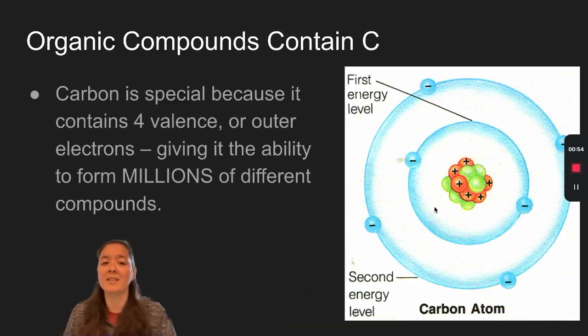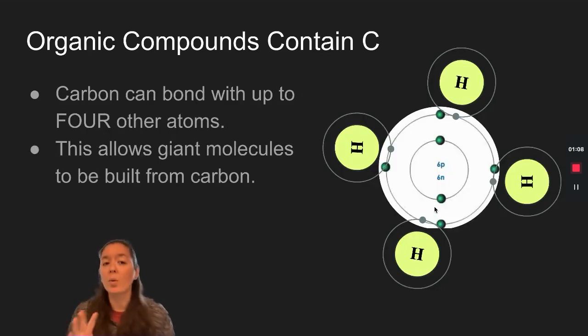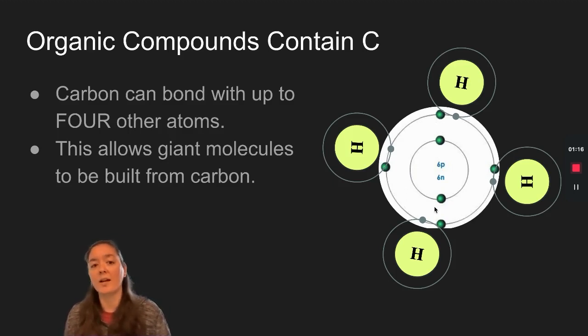Organic compounds contain carbon. Carbon is special because it has 4 valence, or outer, electrons, giving it the ability to form millions of different compounds. Carbon can bond with up to 4 other atoms. So in this example, we have a carbon atom in the middle, and we've bonded the carbon with 4 other hydrogen atoms.